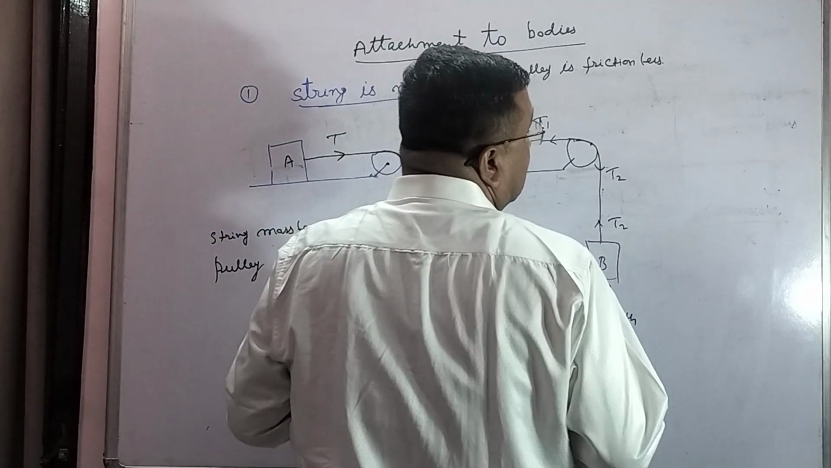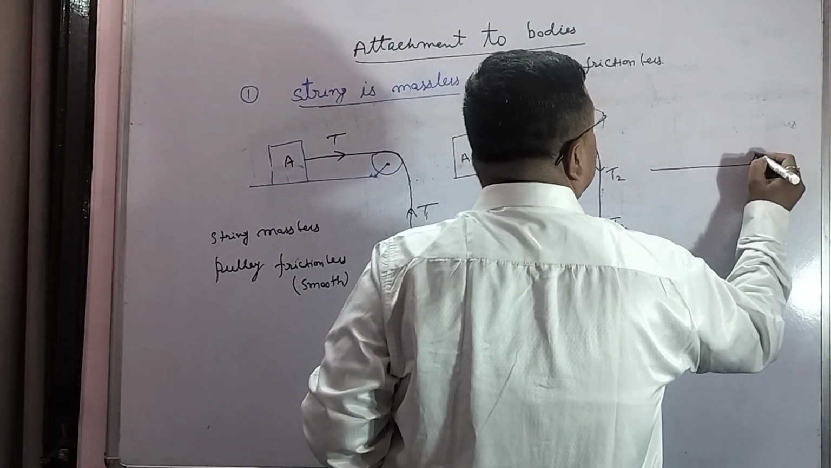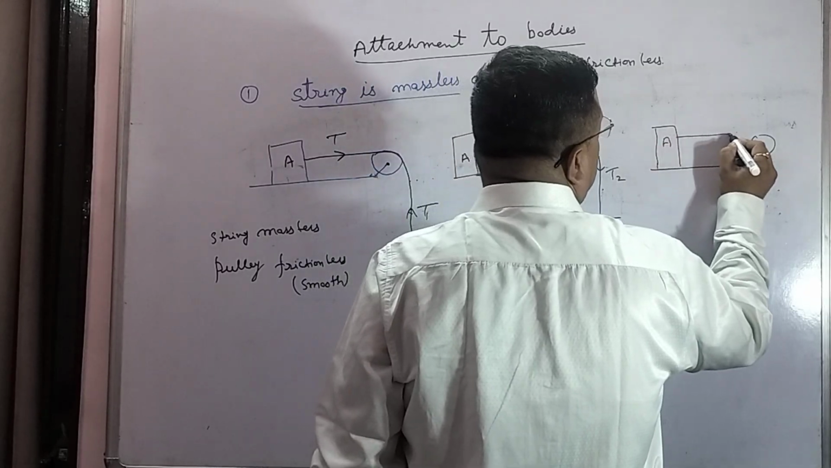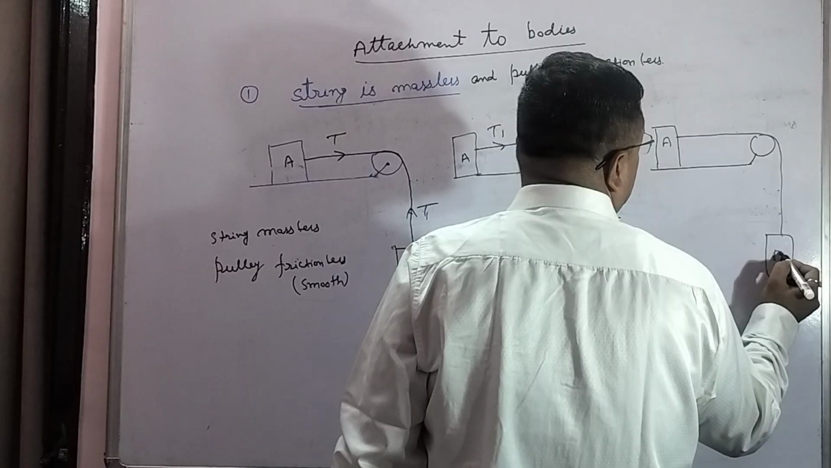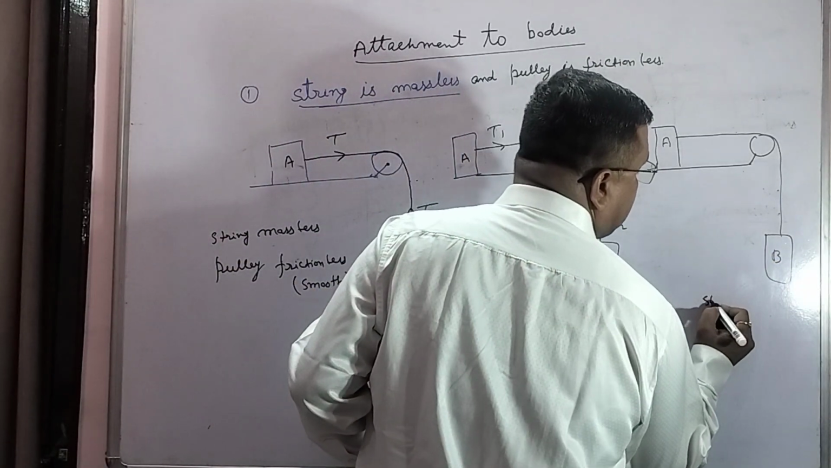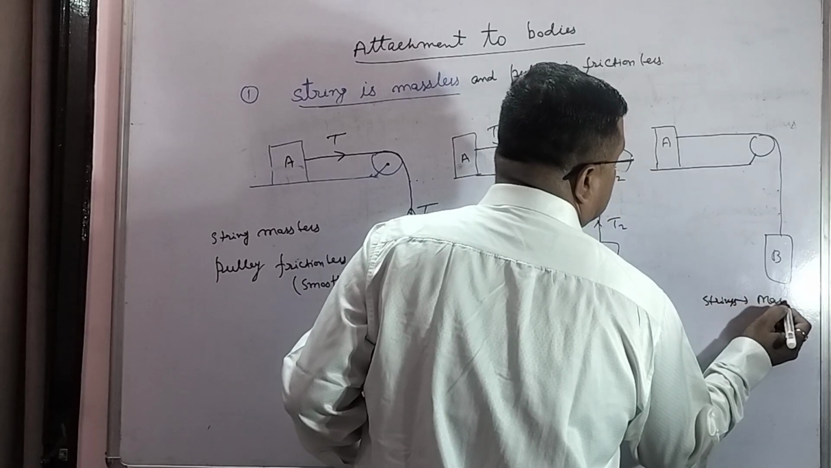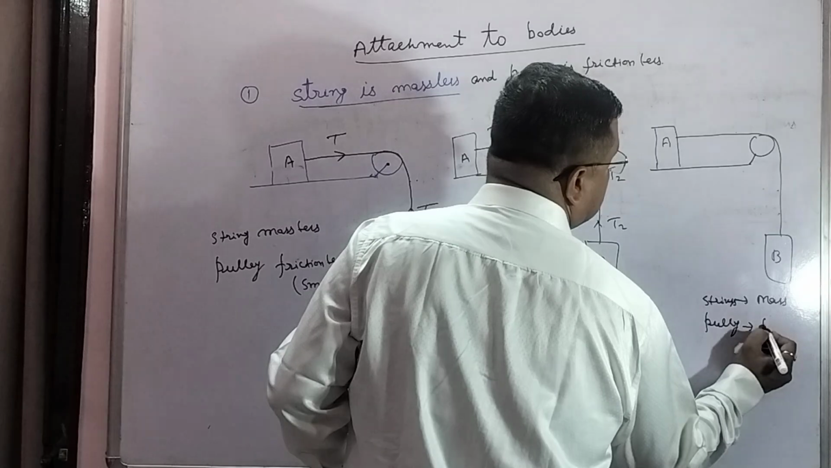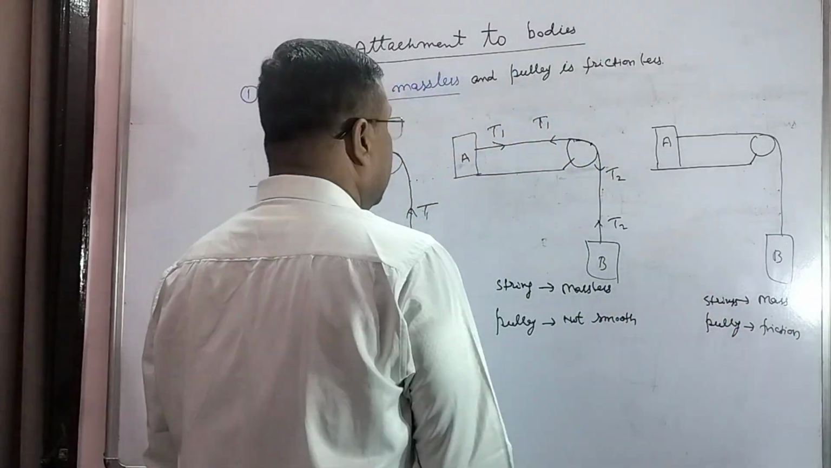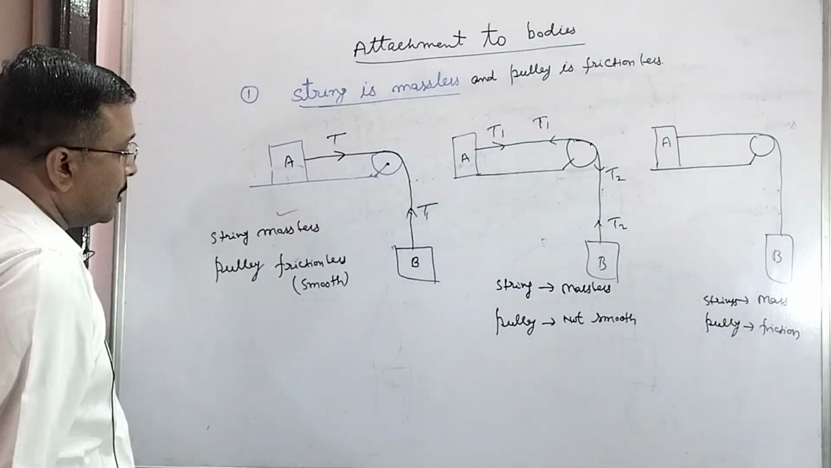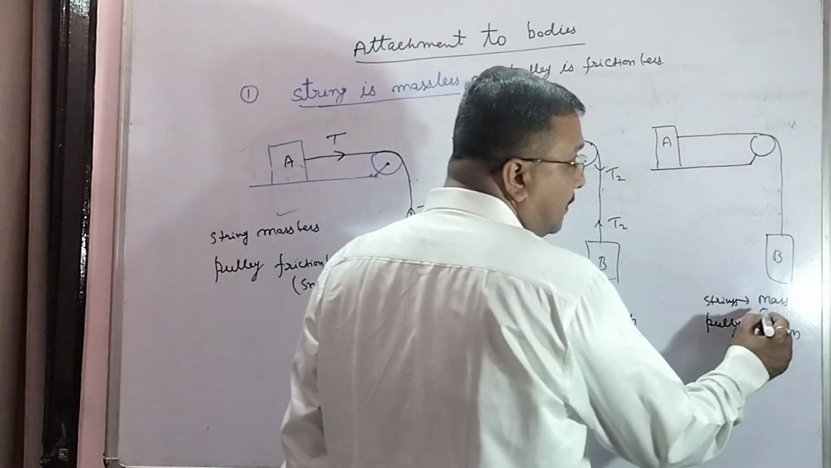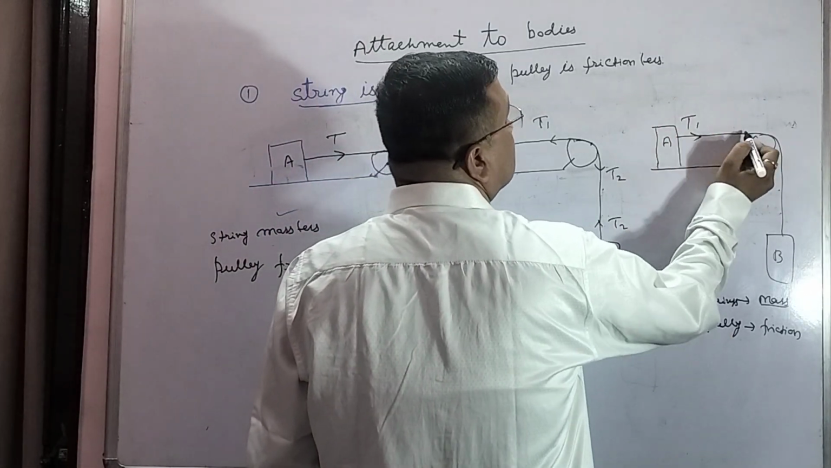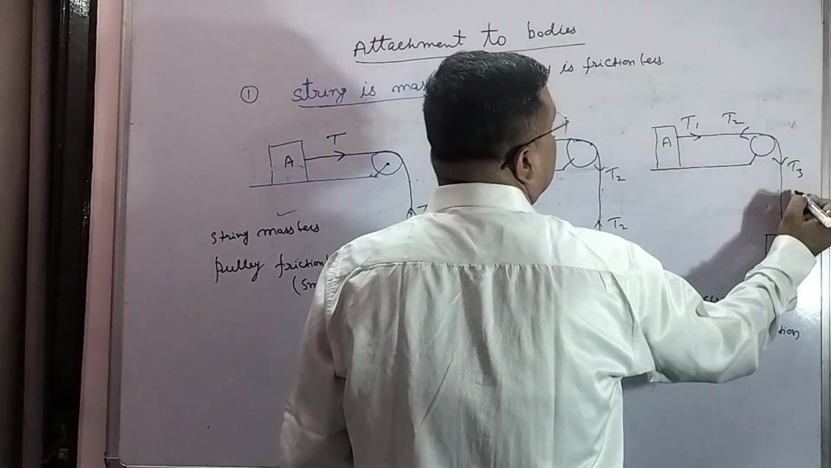Another case, suppose, but at the standard of class 11-12, this case will not come into the picture, but let's discuss it for the sake of our concept. Suppose the string has mass and the pulley has friction. So far, in all the cases we discussed, we took the string as massless. Here the string has mass and the pulley also has friction, so what will happen is that the value of tension at each point will be different: T1, T2, here it is T3, here it is T4.